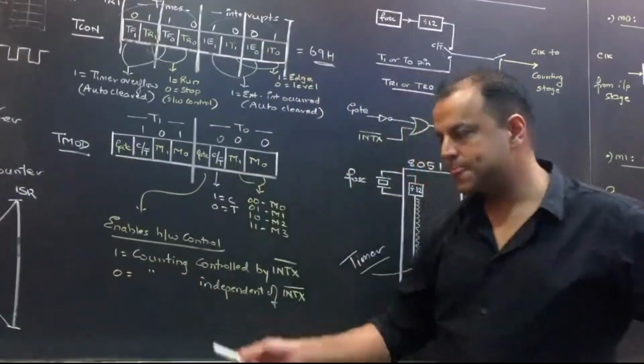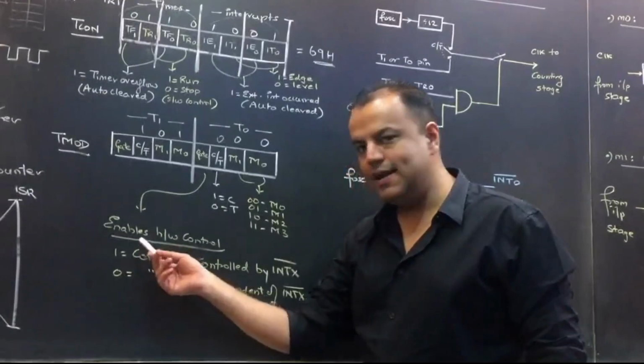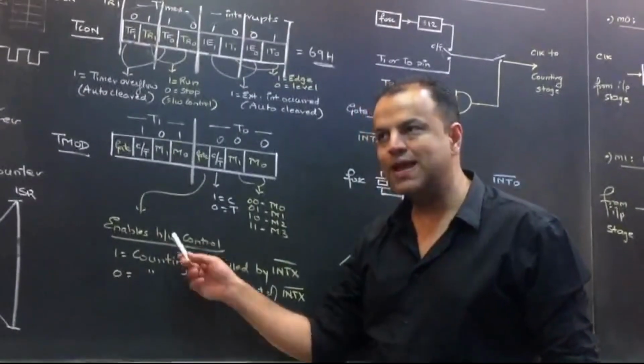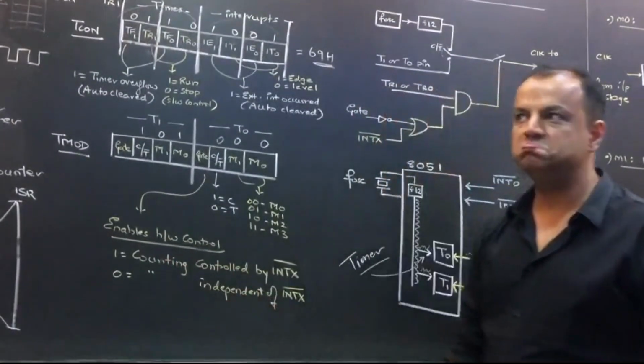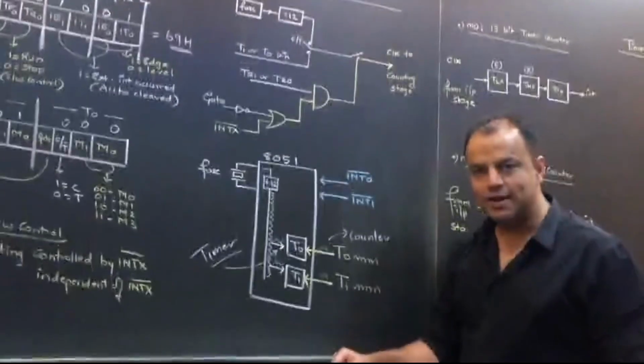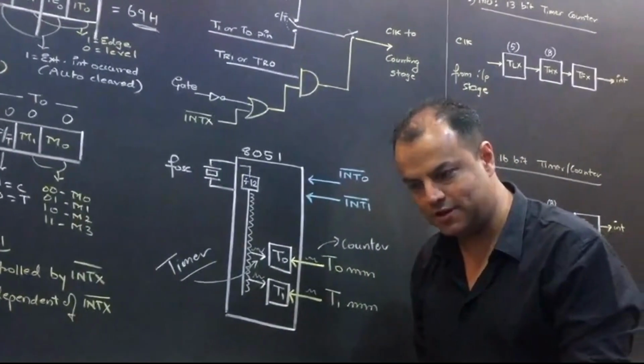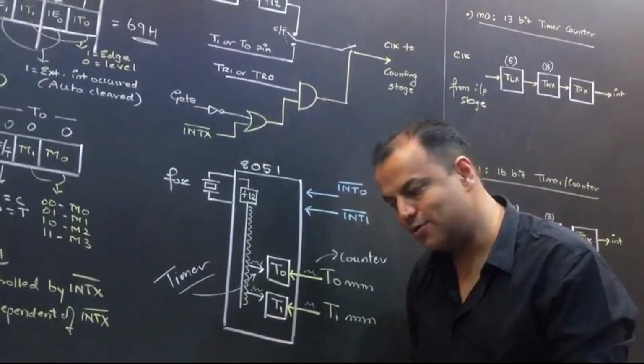Now read what is written. Enables hardware control. Don't read further. Enables hardware control. What does that mean? I want to decide whether the timer should run or not. If I want it to run, it should run. If I don't want it to run, it should stop. How do I do that?